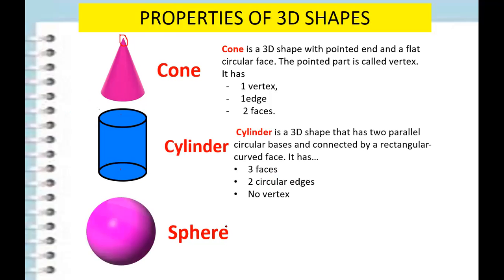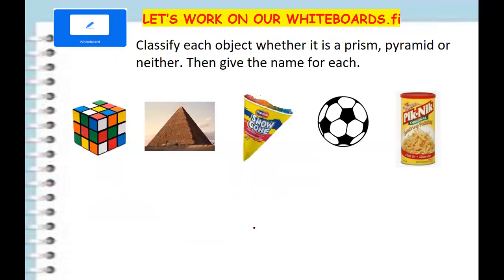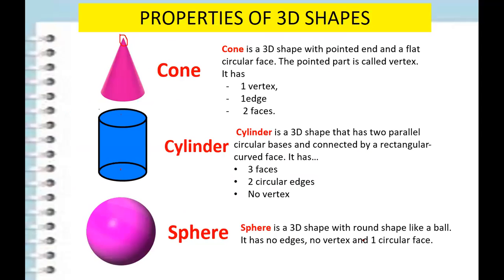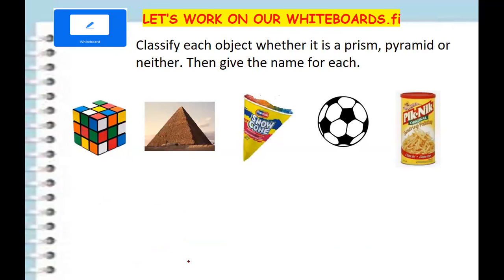Okay, and sphere, do we have an edge? No, we don't have, but we have one curved face. All right. Okay. Can you distinguish these according to prism, pyramid, or neither?